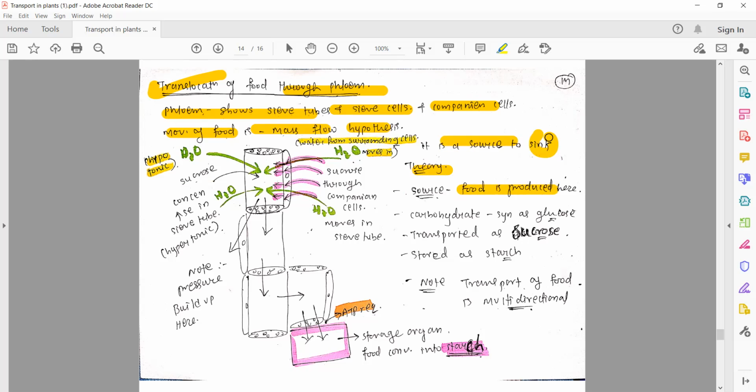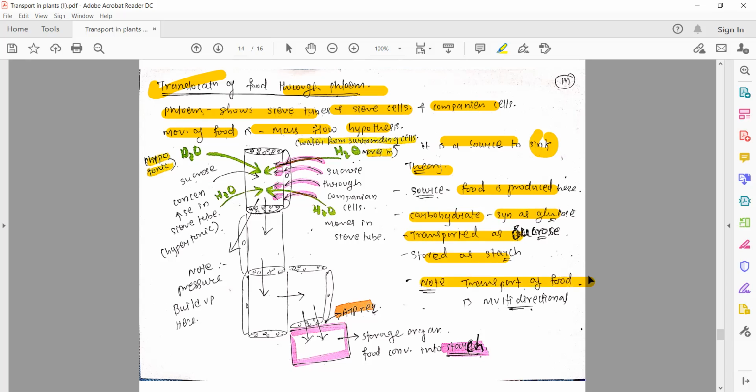Storage area, for example, in sugarcane, the internodal region is responsible for storing the sugars and all. Like this you will understand many things. But here we are talking about the source to sink theory. Source, you already know how photosynthesis takes place and how the food is prepared. There are some points you should keep in mind: carbohydrate is synthesized as glucose, transported as sucrose, and stored in the form of starch in plants.